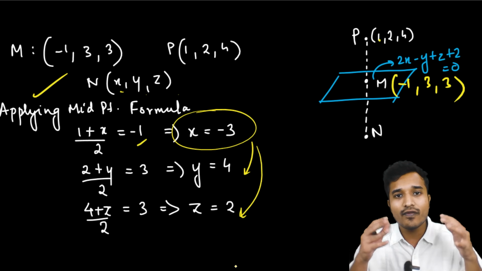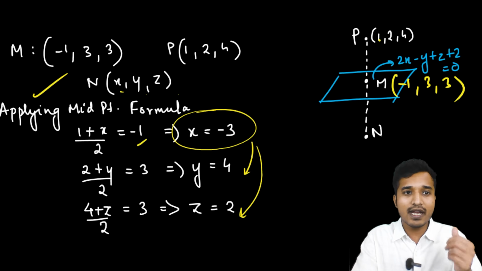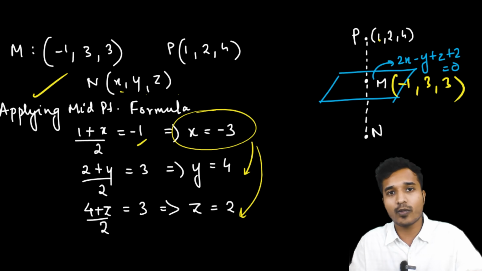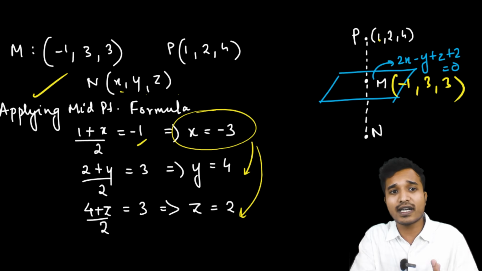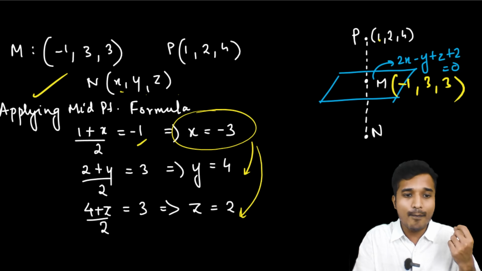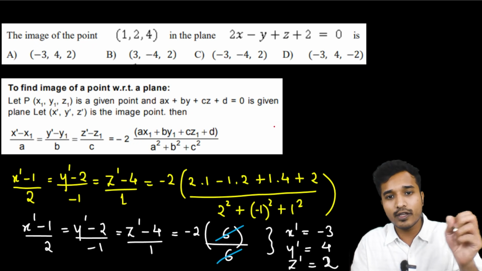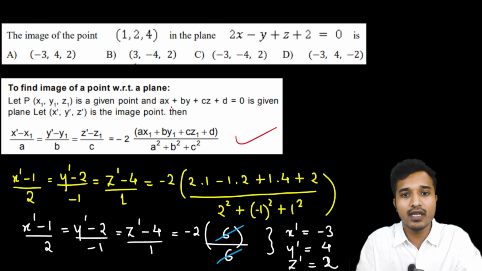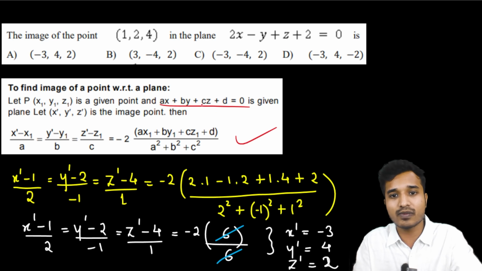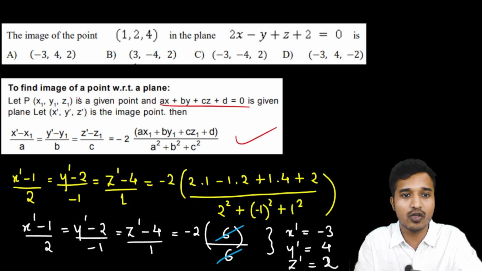But again, this is a very lengthy approach, and you should generally avoid such kinds of approaches in competitive exams like VIT-EEE. Now what can be a shortcut approach for this? There is one important formula using which you can directly get the values of your xyz coordinates. To find the image of a point with respect to a plane, where the plane equation is given as ax plus by plus cz plus d equal to 0, and our point is x1, y1, z1, and let's say the image point is x dash, y dash, z dash.